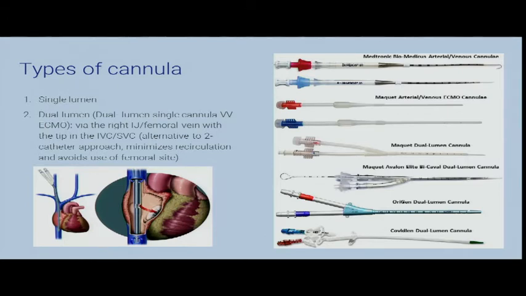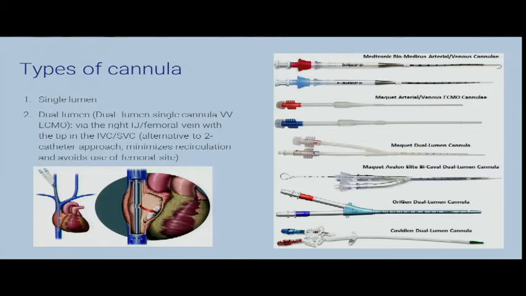We have the single lumen, we have the dual lumen. The single lumen, like I showed you, you can place it in the femoral, and then you place the second one in the internal jugular vein. For the dual lumen, which I explained before, this picture illustrates it well. But we have different types. These ones are basically the single lumen. You can use them for the VA.